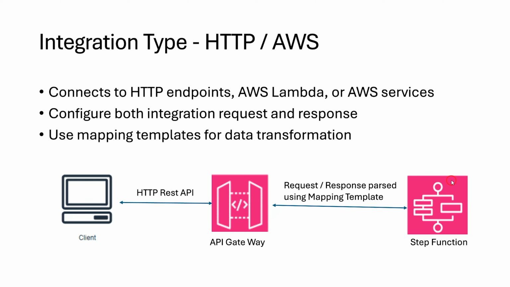Lambda has two options. One is the HTTP or AWS integration type, and the second one is the AWS proxy option. But for other services, irrespective of Lambda, you can only use this integration type. There is no proxy integration for the other services. That's why I'm using Step Function here. You can add Lambda also. Here you have to explicitly manage requests and responses, and the data transformation should be managed by mapping templates.